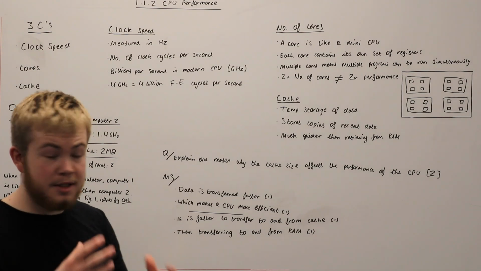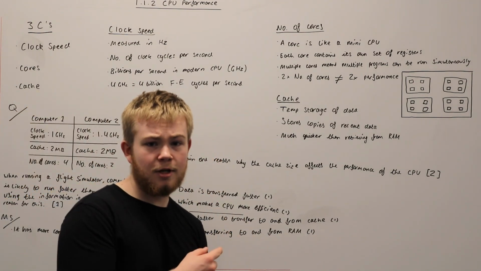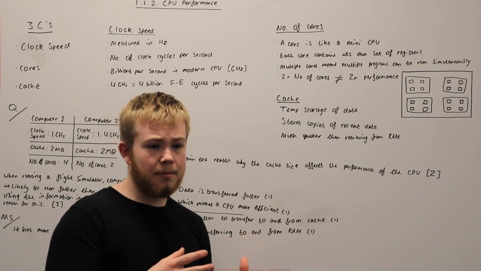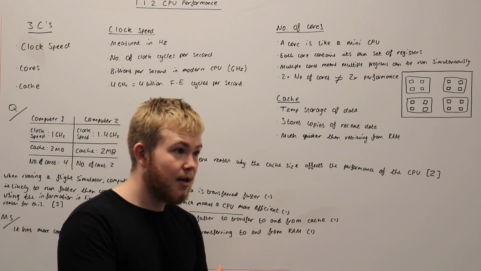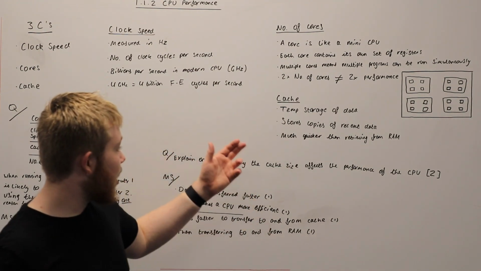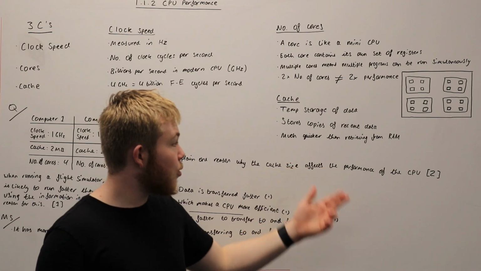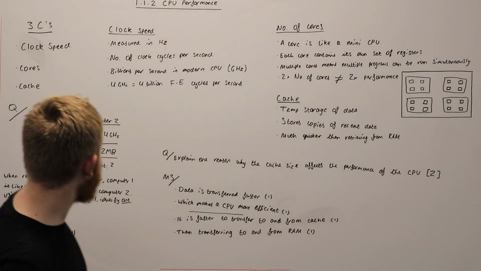But the cache is a temporary storage of data, so it's very small and it's temporary, and stores copies of recent data. Like I said in the last video, copies of recent data, because the data you most recently used, you're more likely to use again than the data from some random program running in memory. And yes, it's much quicker than retrieving from RAM, so that's why you do that. It saves a lot of time.